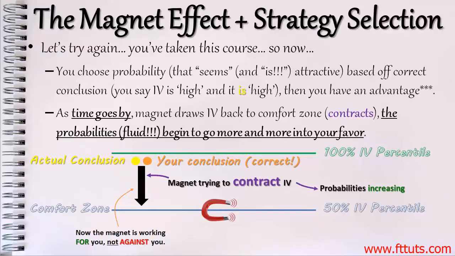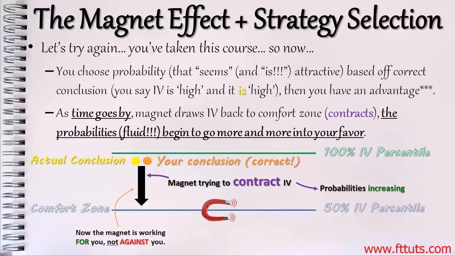You've taken the course now. You're not somebody that's going to look at 130% and say, oh wow, that's high. So that first slide was from somebody that just hadn't taken the course, didn't know to check IV, let alone IV percentile. So they got it totally wrong. The magnet was working against them. But now let's look at this. You've taken the course. You've gone through those two slides.